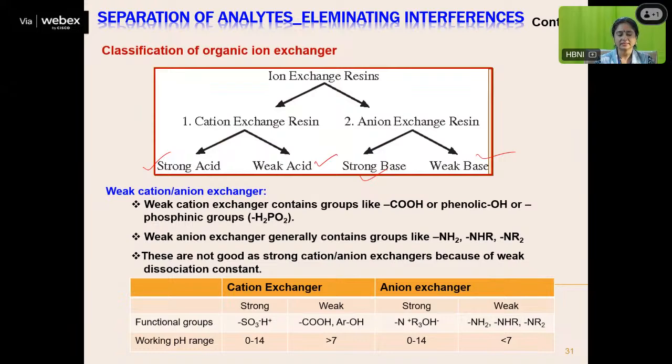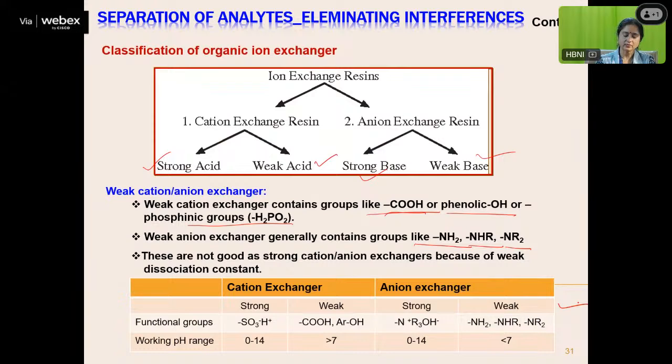Weak cation or anion exchanger. Weak cation exchanger contains groups like COOH or phenolic group or phosphinic acid group. Weak anion exchanger generally contains groups like NH2, NHR or NR2. So these are not as good as strong cation or anion exchangers because of weak dissociation constant. As you know, the COOH is a very weak acid, so the dissociation constant is very weak. So these work in a specific pH range only, unlike the strong cation or anion exchangers, which work throughout the pH range.